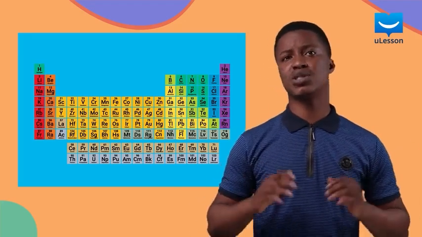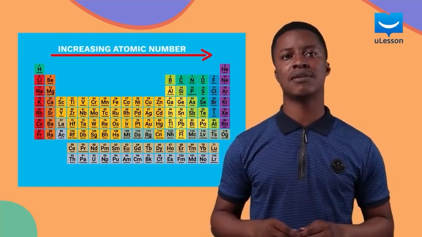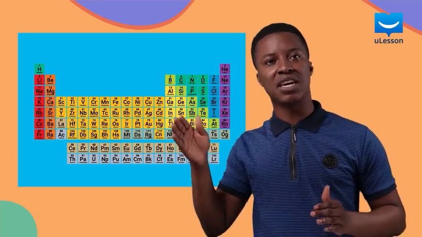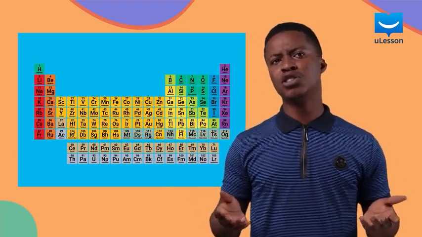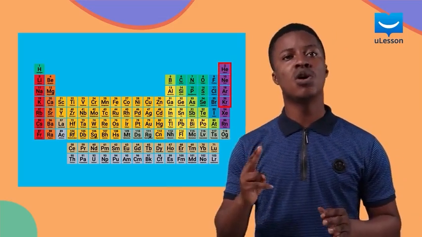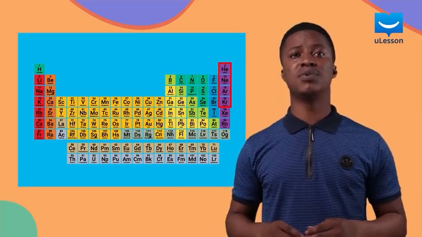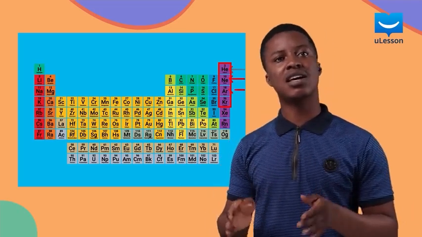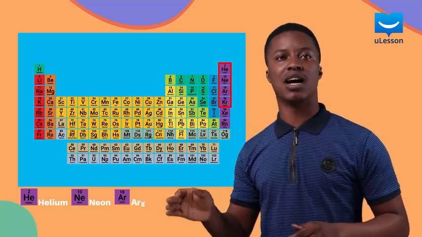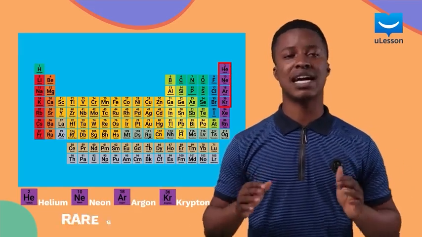We can arrange the first 20 elements according to their increasing atomic numbers in horizontal manner. When the elements are arranged like this, each row would end with a rare gas. You may be wondering what rare gases are. The rare gases are elements with 2 or 8 electrons in their outermost shell. For example, the first, second, third, and fourth rows in the periodic table end with helium, neon, argon, and krypton respectively. All of these elements are called rare gases.